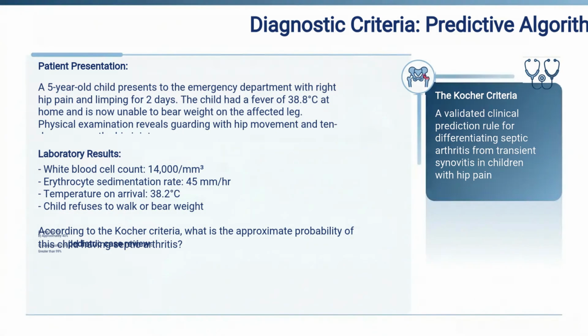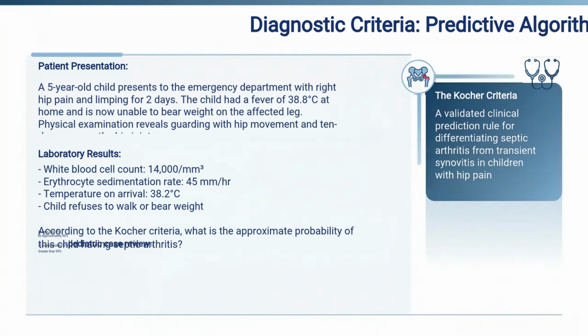Diagnostic criteria question: predictive algorithms. A 5-year-old child presents to the emergency department with right hip pain and limping for 2 days. The child had a fever of 38.8 degrees Celsius at home and is now unable to bear weight on the affected leg. Physical examination reveals guarding with hip movement and tenderness over the hip joint. Laboratory results show white blood cell count 14,000 per cubic millimeter, erythrocyte sedimentation rate 45 millimeters per hour, temperature on arrival 38.2 degrees Celsius, and the child refuses to walk or bear weight.